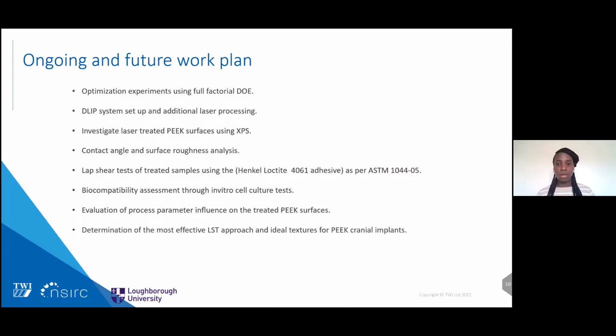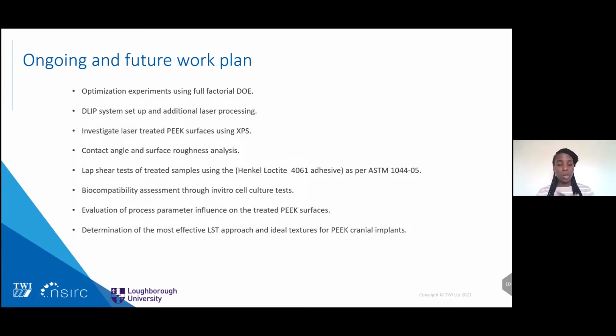So further on to my ongoing and future work plan, I will be optimizing my experimental parameters using the full factorial design of experiment. Then I will set up the direct laser interference patterning system that I mentioned earlier, carry out more laser processing, and then do some investigation of the treated surfaces using XPS to check for surface chemistry modifications, do some contact angle measurements, surface roughness, and carry out lap shear tests to check the bonding between the PEEK treated surfaces.